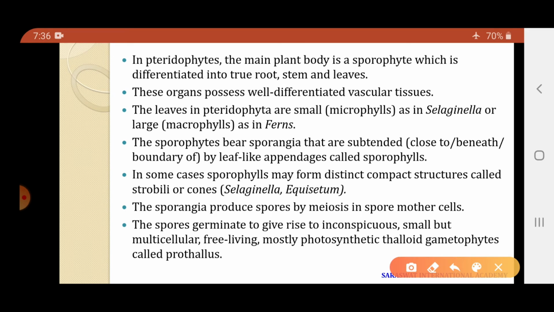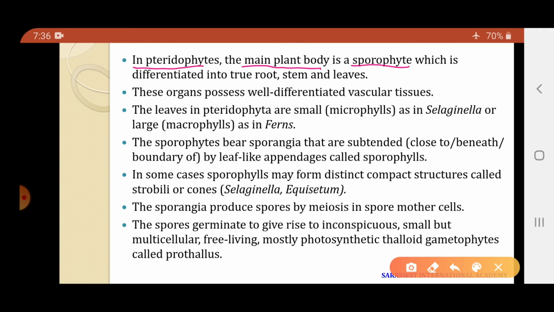Now, general characteristics. Here there is also mention of the life cycle, but in the later part of this chapter, and in the later part of this video, we will study the life cycle separately. Here it is included, but later we will also be dealing with the life cycle of the pteridophytes. Now in pteridophytes, the main plant body is the sporophyte.